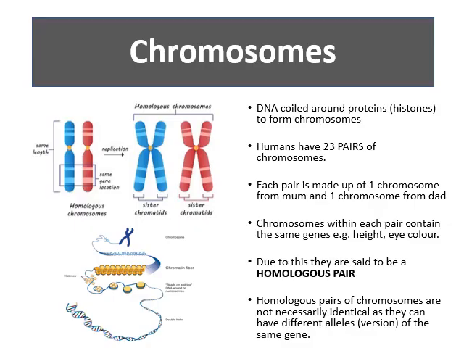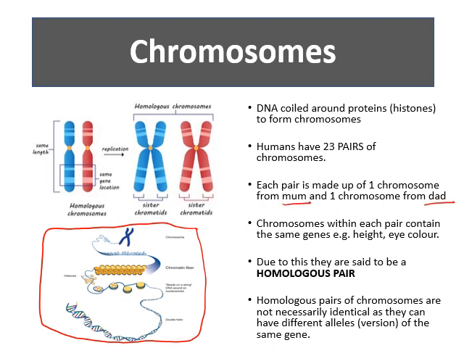So let's quickly recap what we already know. We already know that DNA is coiled around proteins such as histones, and that's what helps form a chromosome that we then see when the cell is undergoing mitosis. So that image at the bottom there is just to remind you of that. We also know that in humans, we have 23 pairs of chromosomes. We get one of those in each pair from mum and the other one from dad. So in total, we end up with 46 chromosomes in a human.